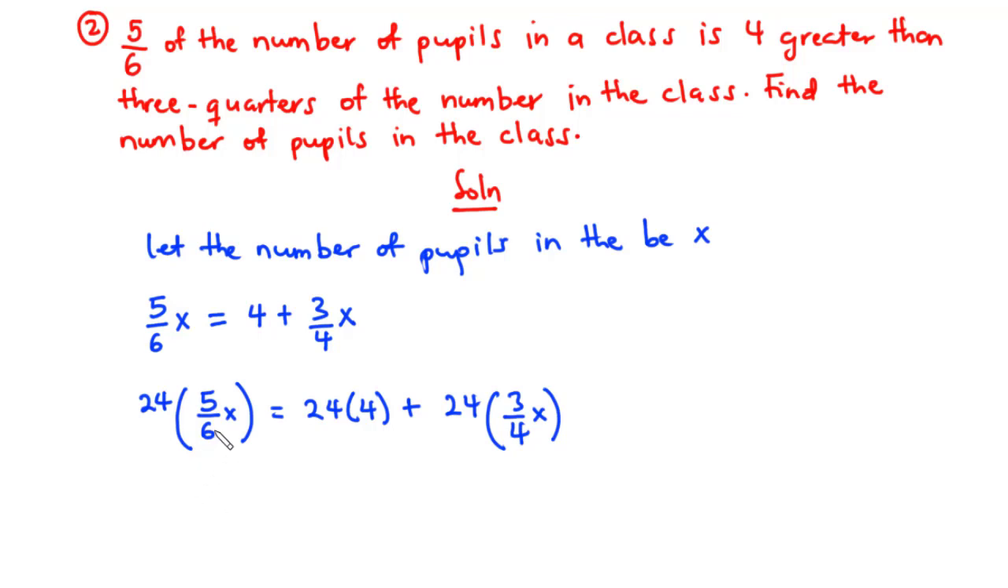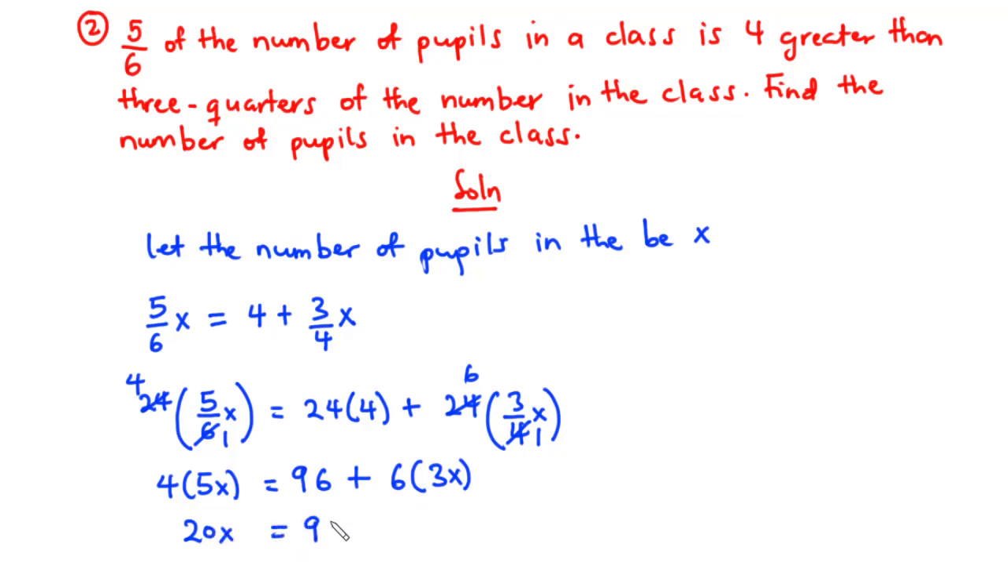So let's simplify. 6 goes into itself once, into 24 4 times. So we have 4 times 5x equals, so for 24 times 4, 4 times 4 is 16, remember 1, 4 times 2 is 8 plus 1, 9. So 96 plus 4 goes into itself once, into 24 6 times. So we have 6 times 3x. So this becomes 20x equals 96 plus 18x.